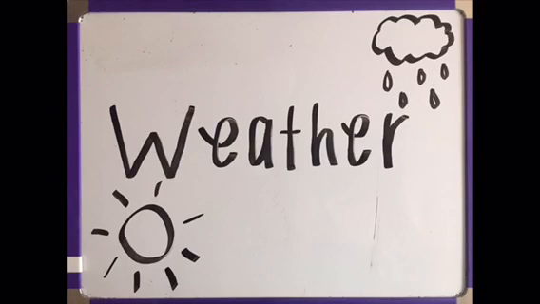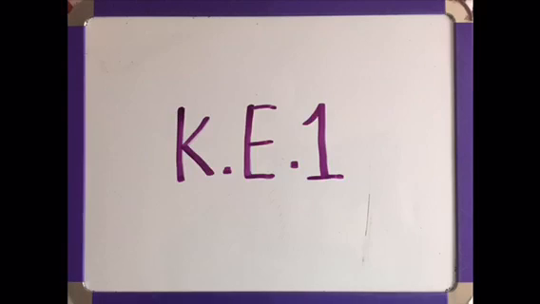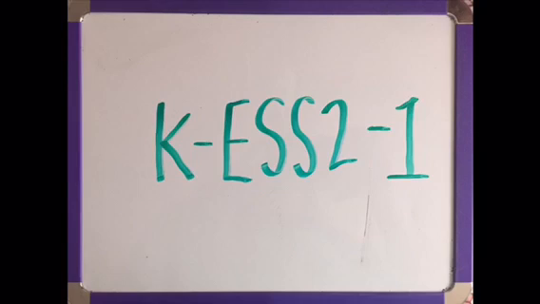Today we are in a kindergarten classroom and our lesson is on weather. The standard that we will be covering is understand change in observable patterns of weather that occur from day to day and throughout the year. The Next Generation Science Standard that we will be covering is use and share observations of local weather conditions to describe patterns over time.